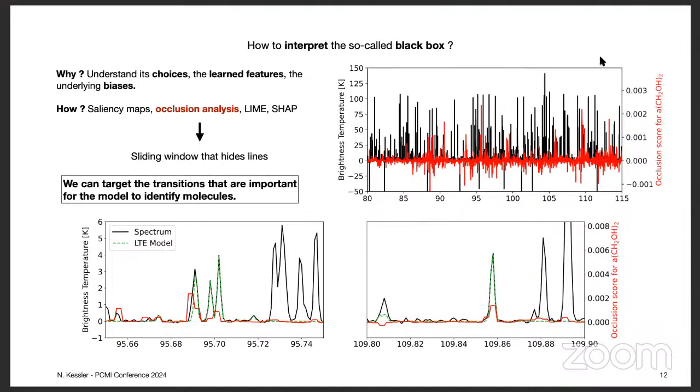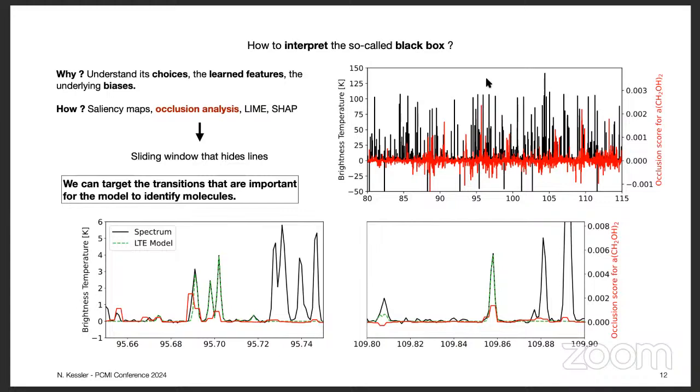Now, what is becoming more and more important in the machine learning community is to interpret the so-called black box. It's very important to understand the choices made by the model based on the learned features and determine some underlying bias. Different methods exist, such as saliency maps and LIME methods, but today I will only talk about occlusion analysis, which is the simplest one. It's just a sliding window that will hide lines on the spectrum, so we can really target the transitions that are important for the model to identify molecules.